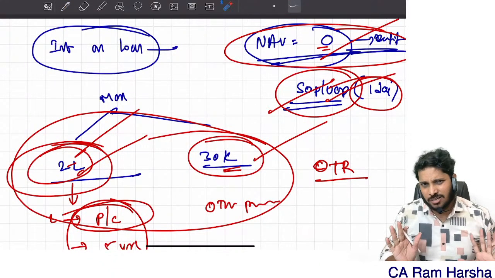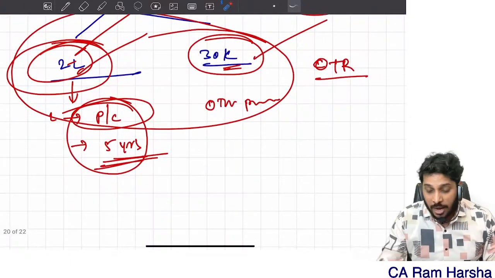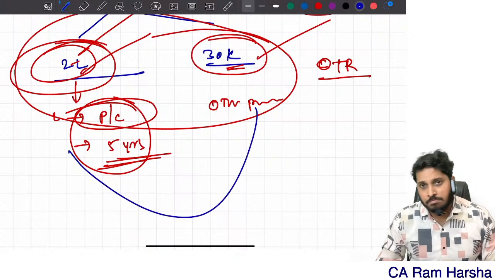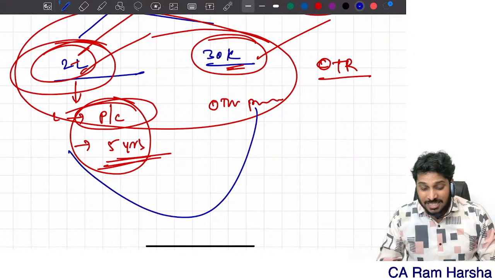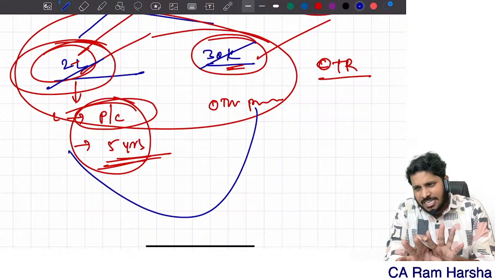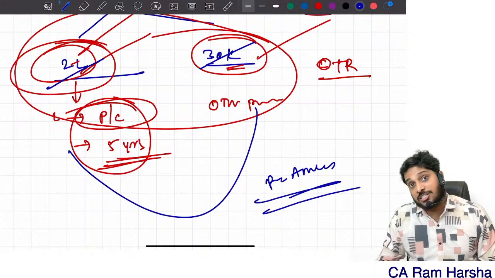SSE can claim deduction for self-occupied or unoccupied property under the optional tax regime. Maximum how much? 2 lakhs, or maximum how much? 30,000. Now many students have this confusion. Sir, whatever the limit, is it per SSE or per house? Per SSE. Remember, per SSE.